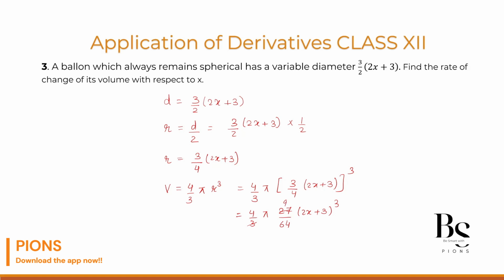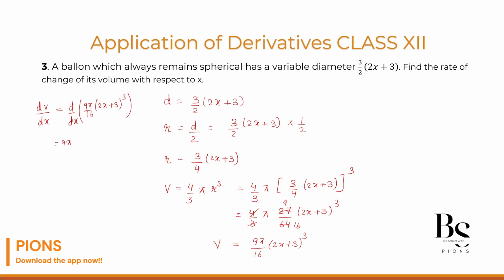So 3 9s are 27, we can cancel this, and 4 16s are 64. So you're left with 9 pi by 16 into 2x plus 3 whole cube. This is our volume. What they are asking is the change in volume. So dv by dx. Be very careful, you are differentiating with respect to x as per the question. Find the rate of change of its volume with respect to x. So how the volume is changing with respect to x will be equal to d by dx of 9 pi by 16 into 2x plus 3 whole cube.